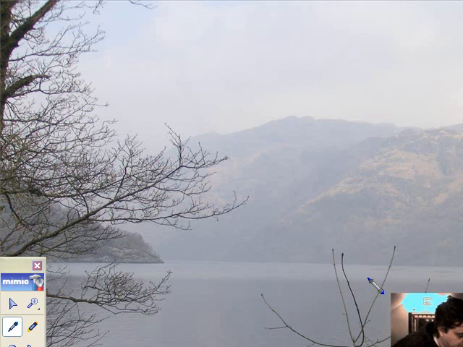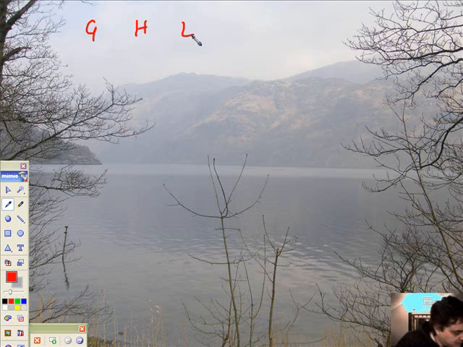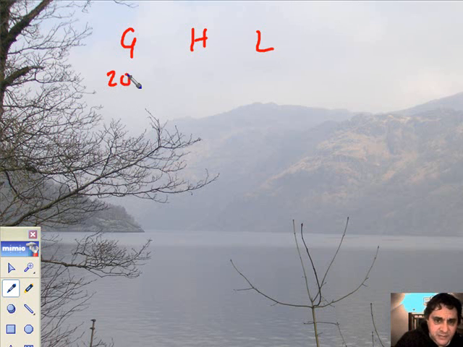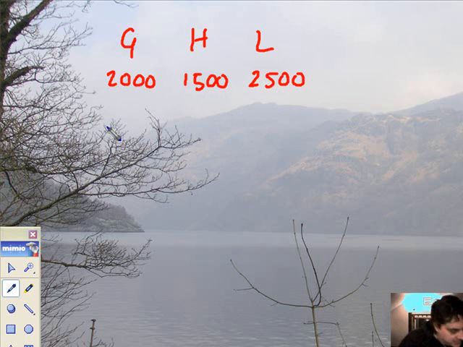We've got here Gary, Helen and Izzy, so let's just go G, H, L. Gary invests £2,000. I won't write out the whole question. Helen invests £1,500 and Liz, or Izzy rather, invests £2,500. Okay, now they agree to share any profits in the ratio of their investments. In 1 year the business made £8,100 in profit.